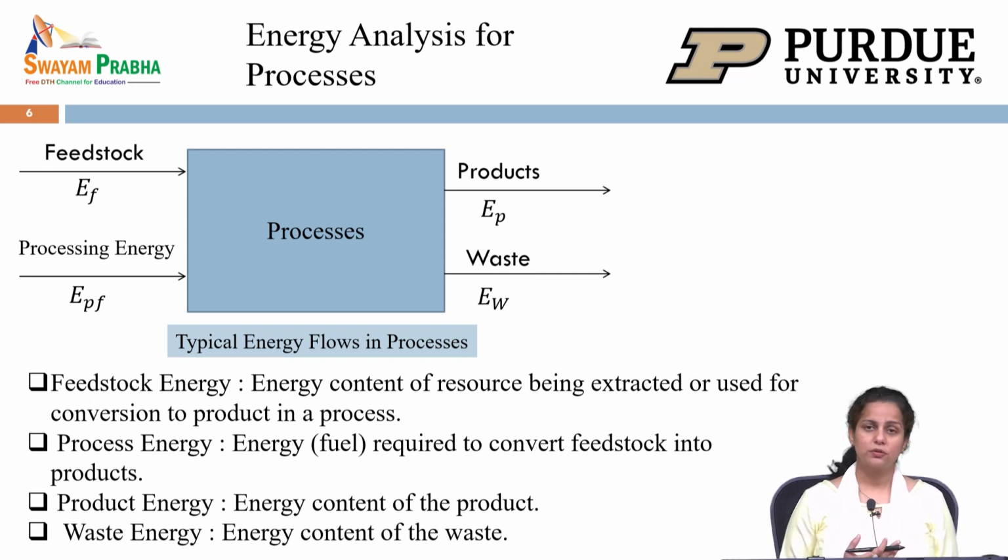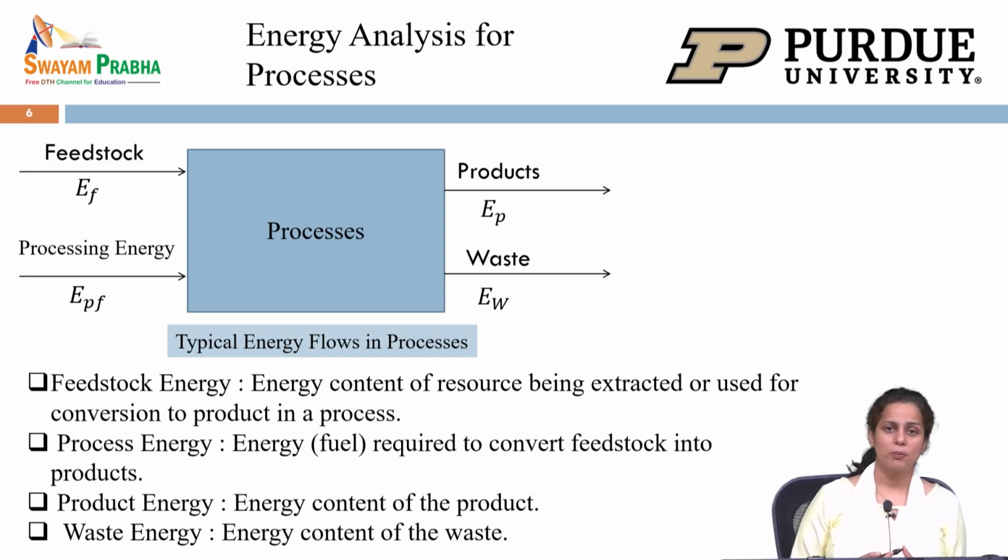So, one input could be the feedstock energy, which is the energy content of the resource that is being extracted or used for conversion to product in a process. This could be the energy in the coal or any other component that has the embodied or the available energy in that. Then we have what we call the processing energy or process energy. That is the energy that is required on top of the feedstock to actually process. So, for example, if you are going to process coal into some product, then you might need additional energy to just process the coal into a product. So, that is the process energy.